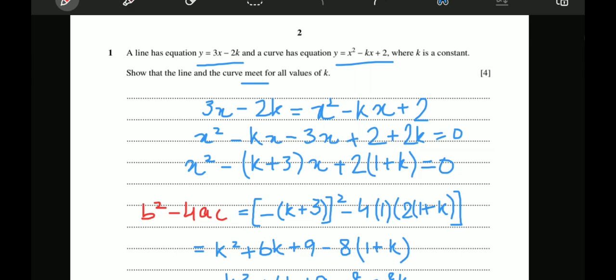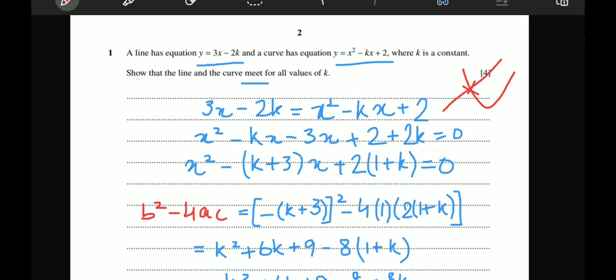A line has an equation this and a curve has equation this, where k is a constant. Show that the line and curve meet for all values of k. We know that whenever the line and the curve are going to meet, there must be some point of intersection. To find that, we'll equate them, and secondly, we are going to find the discriminant, that is b square minus 4ac.